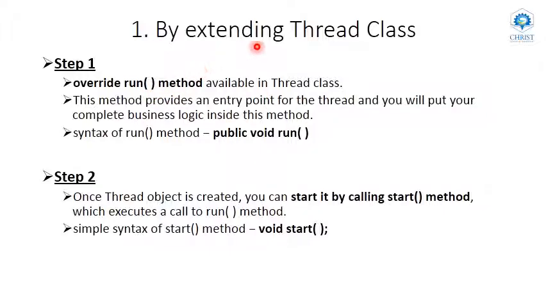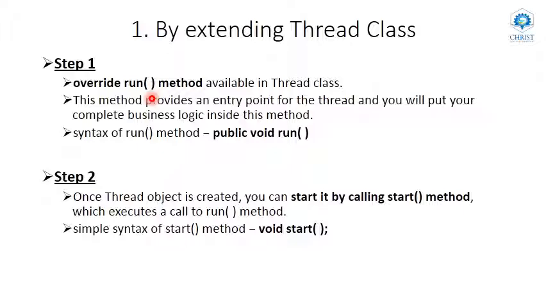Then step 2 is to create a thread object and start its working. To start working we have to call the start method. So first we override the run method, then create the thread object and start its working by calling the start method. We have seen just before that when we call the start method, it's the Java virtual machine that calls the run method automatically. So even if we are calling the method start, the method that actually gets executed is the run method. We will see one example.